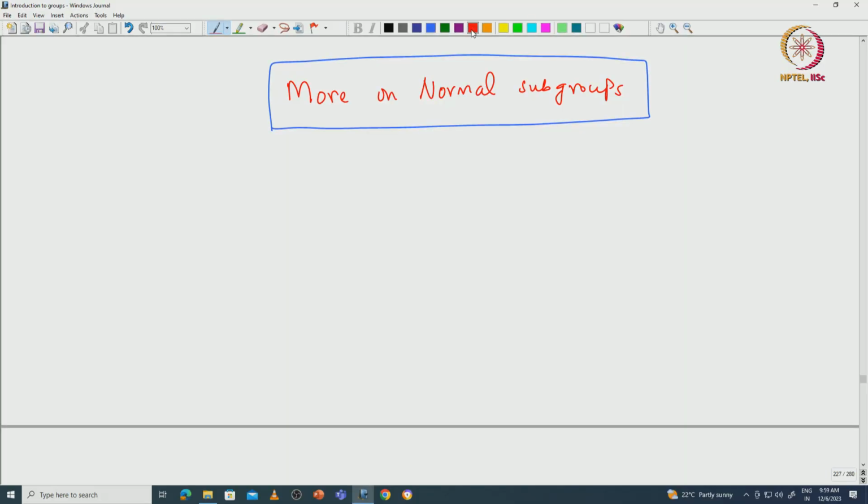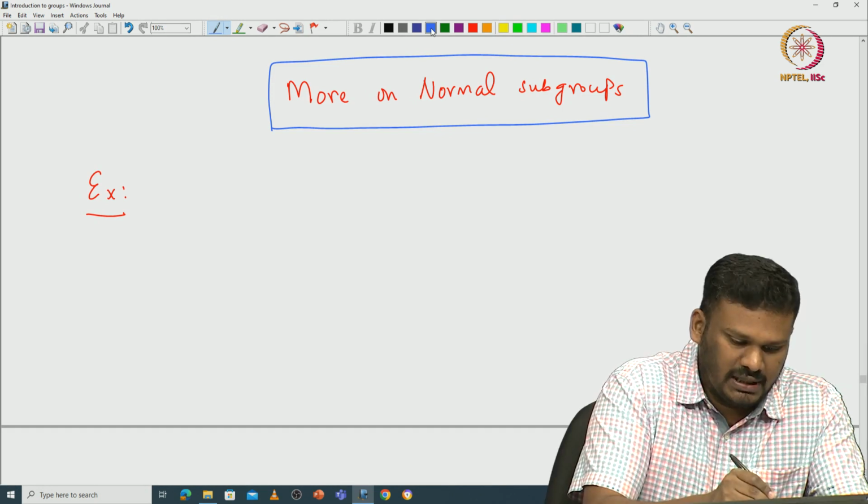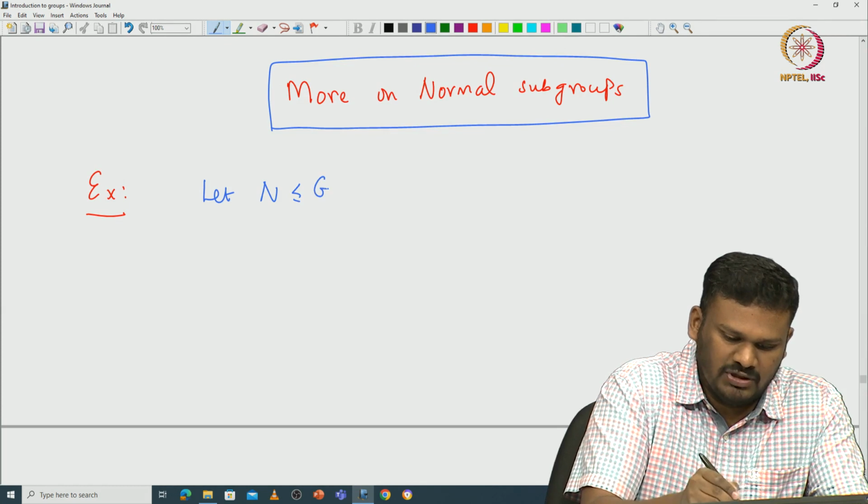Welcome back everyone. In this lecture, I will tell some more results about normal subgroups. Let us begin with one of the characterizations. I will leave this as an exercise. We have seen many characterizations of normal subgroups. Here is one characterization using commutators of elements. Let us start with N being a subgroup of G.